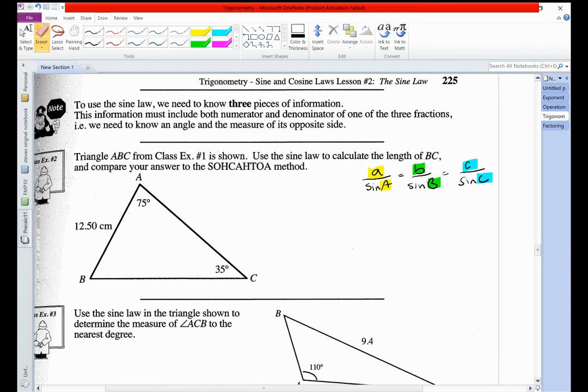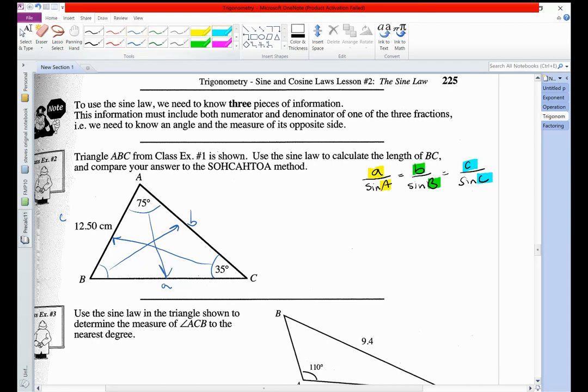So let's have a look at our triangle here. We have triangle ABC. It says use the sine law to calculate the length of BC and compare your answers to the SOHCAHTOA method. We didn't do the first page of this, so we won't have an answer to compare to, but I can use this to show you how to use the sine law, which is what we're here for today. So we want to label our triangle. If this is angle A, then we know that this is side a, the one across from it, right? If this is angle C, then we know this is side little c. And if this is angle B, then we know that this is side little b.